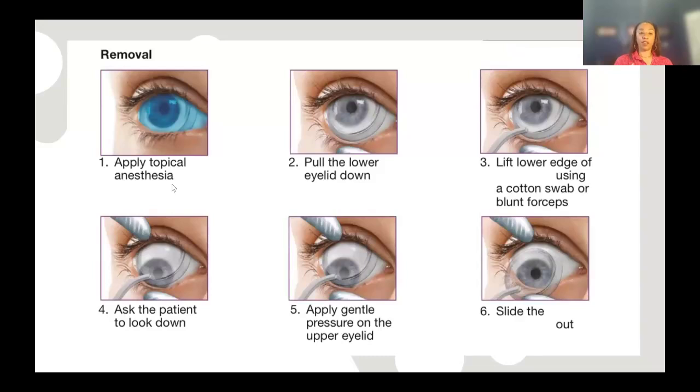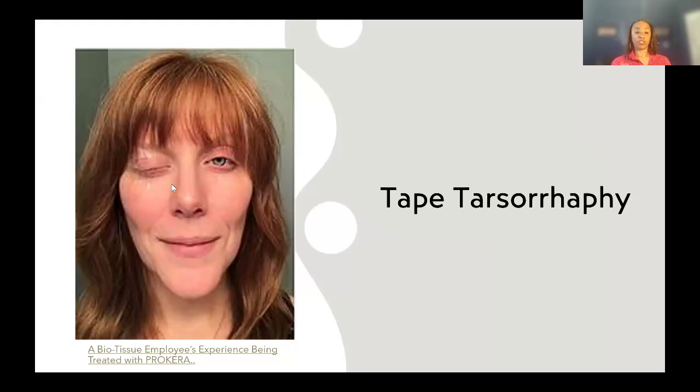At the time of dissolution, we need to remove it, apply topical anesthesia again, pull the lower eyelid down, lift the lower edge of the membrane with your blunt forceps, ask the patient to look down, pull the upper lid up, and then just slide it from the upper fornix. You always want to have the patient look down because you could scratch the eye and abrade the eye on the way out. This is not my patient. This is just a picture from BioTissue's website. This is just an example of a lid tarsorrhaphy.